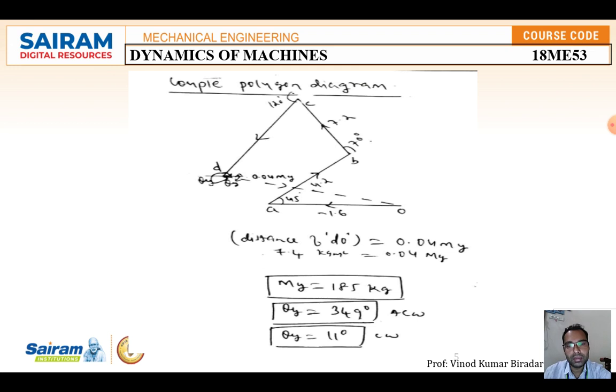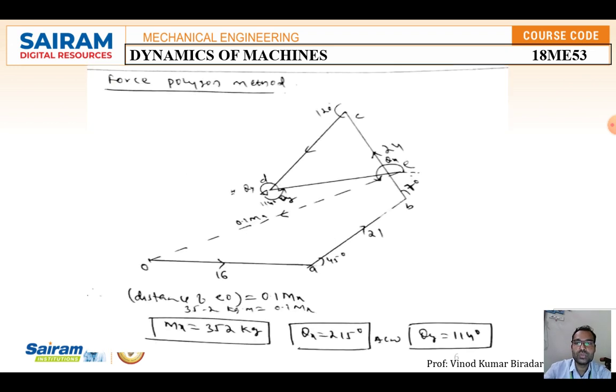This mass is going to be fixed in between the last planes, that is C and D. And how to calculate theta Y: I have shown it in the diagram also. If you measure theta Y in the anti-clockwise direction, you are going to get 349 degrees. Otherwise, if you want clockwise, in between D to O, you are going to get 11 degrees. So at 11 degrees, a mass of 185 we are going to fix on the particular shaft. So this is about the couple polygon diagram.